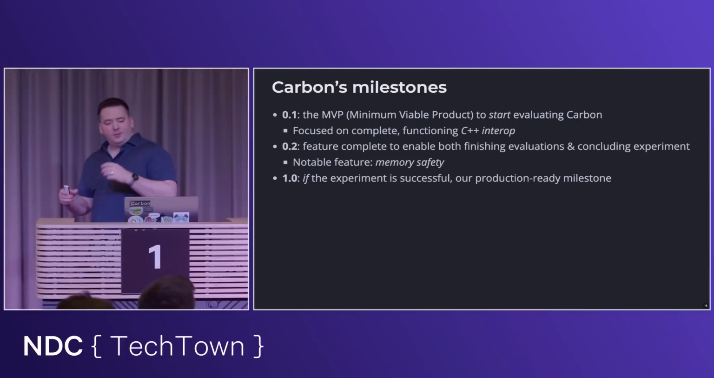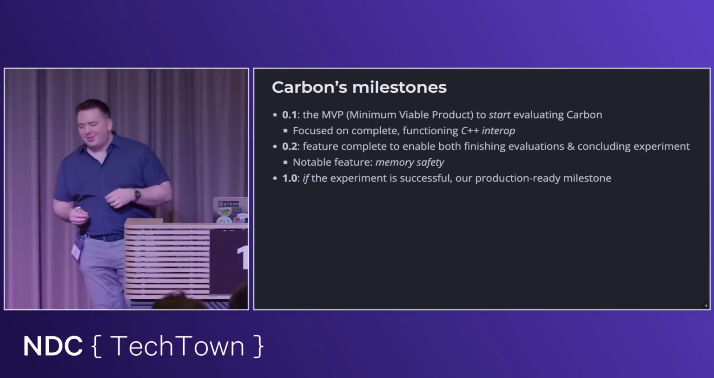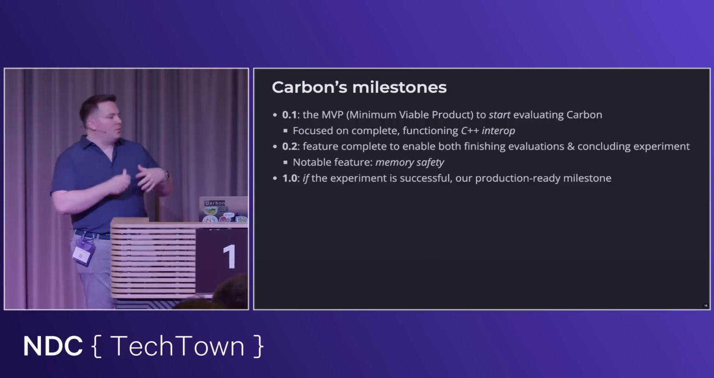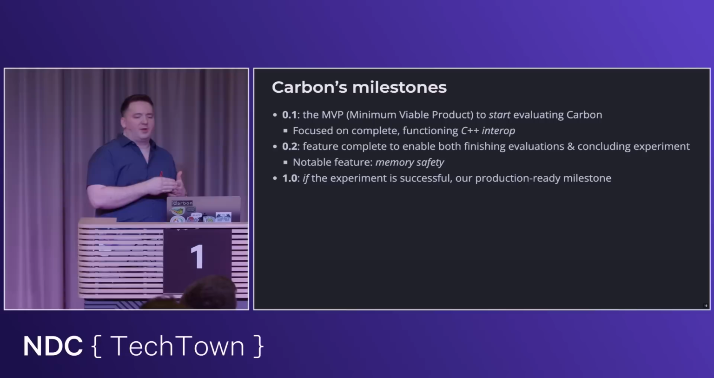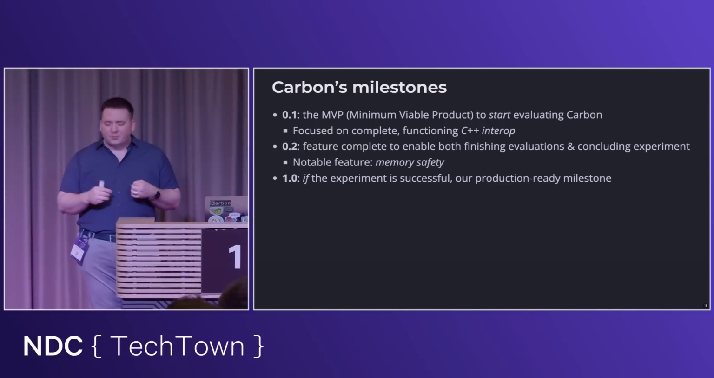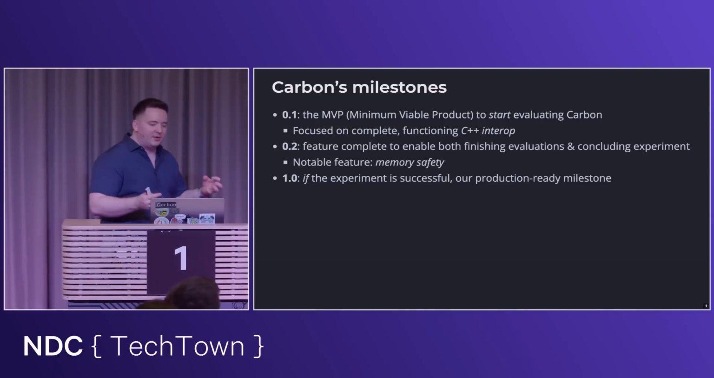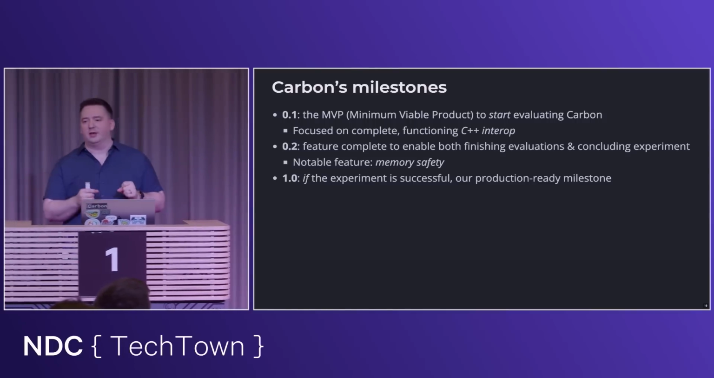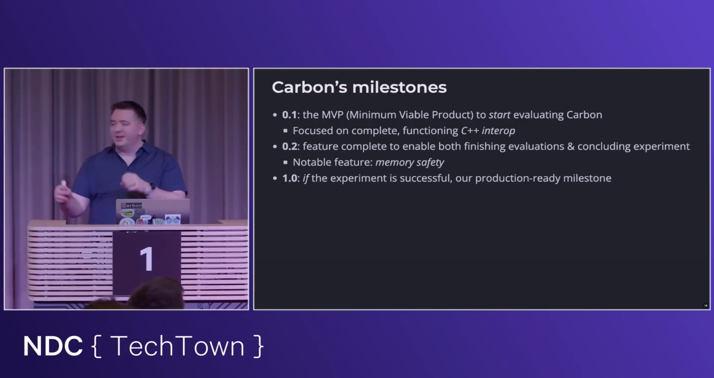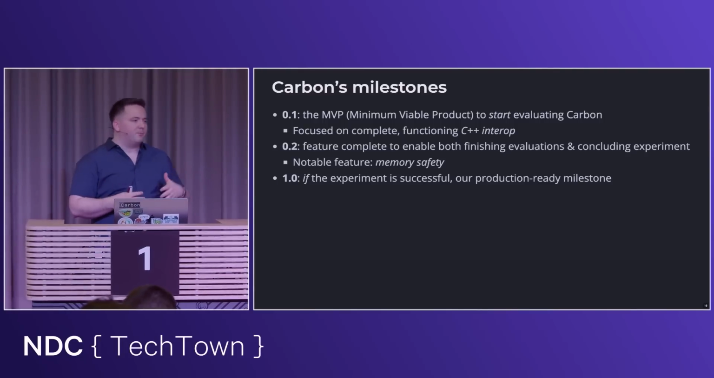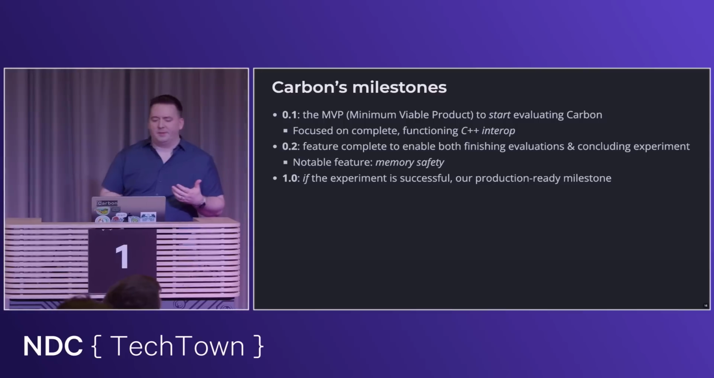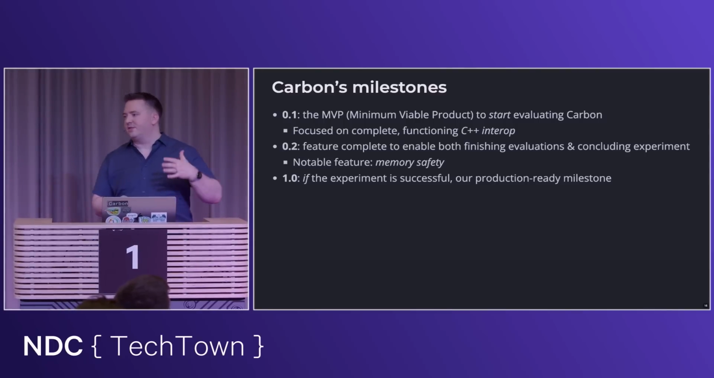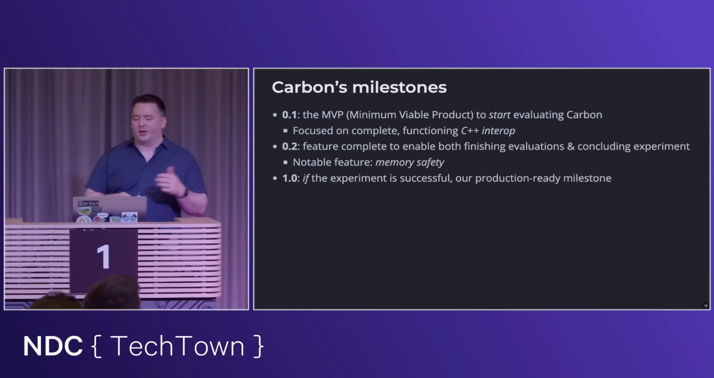So, Carbon has a set of milestones that we're using. These are milestones not in terms of time, but in terms of functionality. These tend to be really clear inflection points that we can already anticipate. The first of these we're calling version 0.1, which is the MVP, or minimum viable product, for people to start evaluating Carbon. Not to ship anything, not even necessarily to finish the evaluation, but to start evaluating it seriously. And this is really going to be focused around complete functioning C++ interop. That's the driving thing behind everything in 0.1.